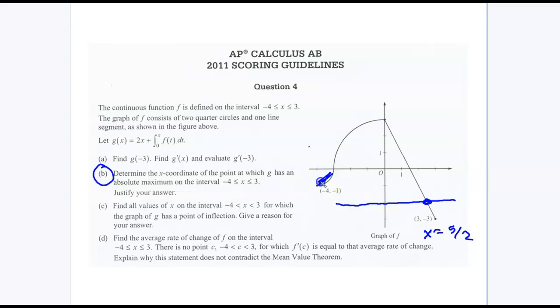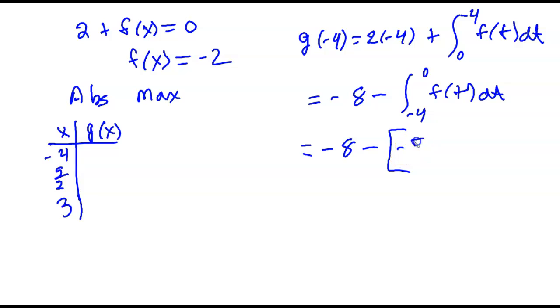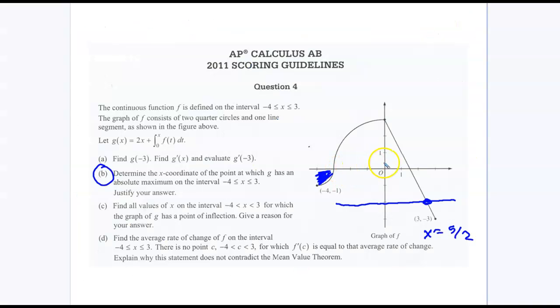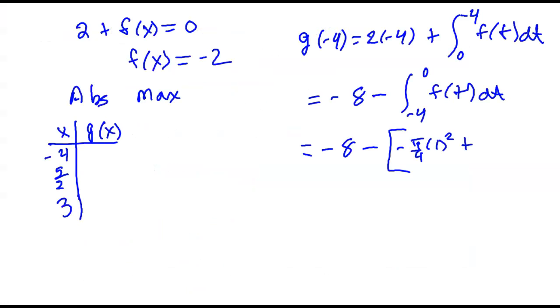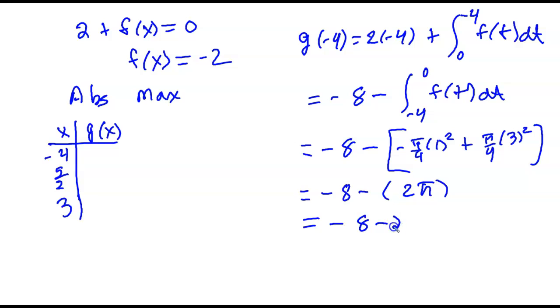graph, this is another quarter of a circle, and it's below the x-axis, so it's going to be negative pi over 4 times the radius of 1 squared, plus, if I go from negative 3 to 0, that's going to be pi over 4 of 3 squared. So this ends up being negative 8. This ends up being 8 pi over 4, which is 2 pi. So therefore, g of negative 4 is negative 8 minus 2 pi.